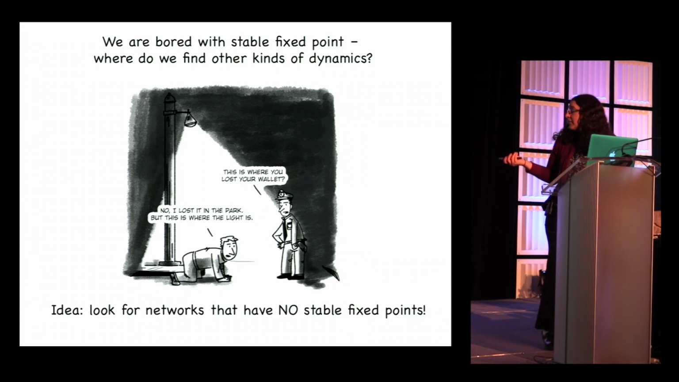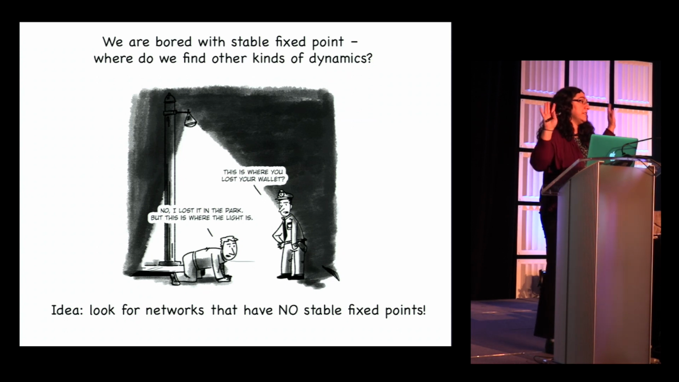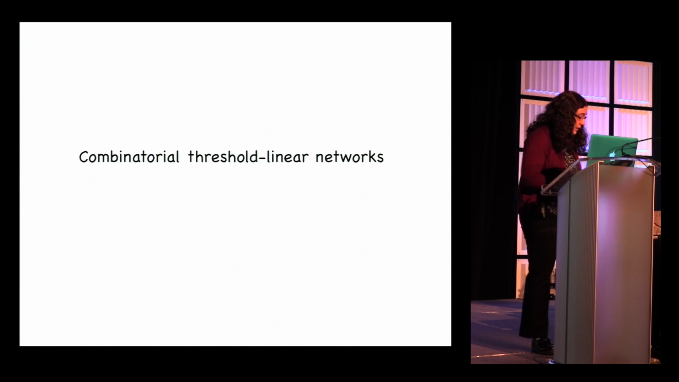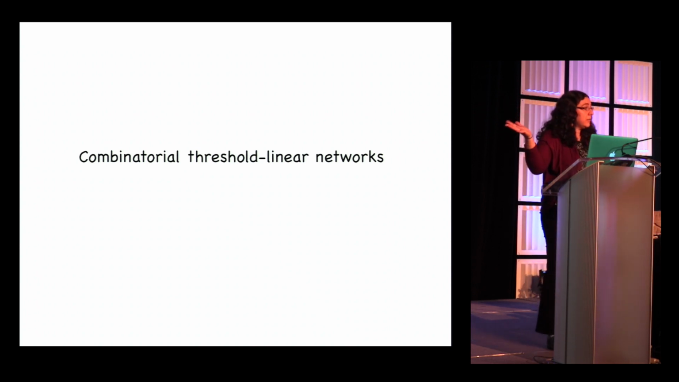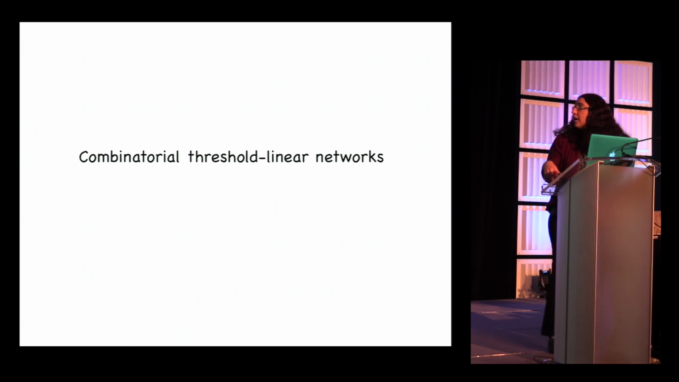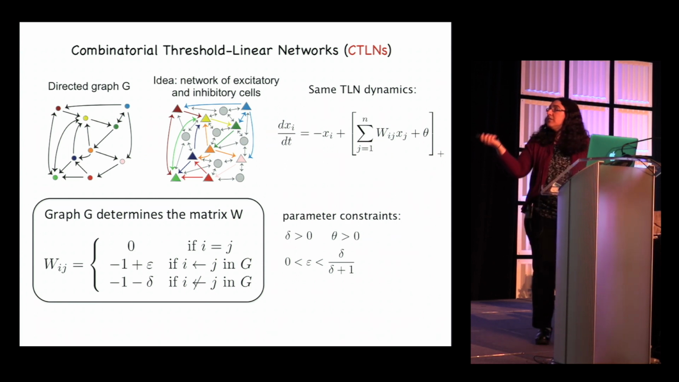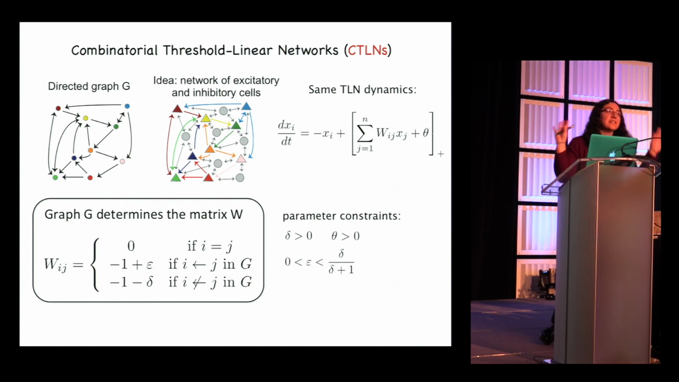So we want to go the other extreme. The idea is, let's look for networks that have no stable fixed points, and so we're guaranteed to get interesting dynamics. And in order to do this, we introduce a family. So these are all going to be threshold linear networks. They follow the same dynamics I've just shown you. They're just a special case, but it's a family that's labeled by the directed graph. So let me just show you the idea here. So you have a directed graph, and we think of this conceptually, right? And I don't want to argue about this because I know people will disagree.